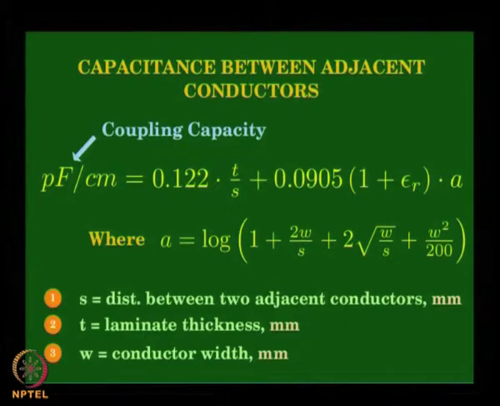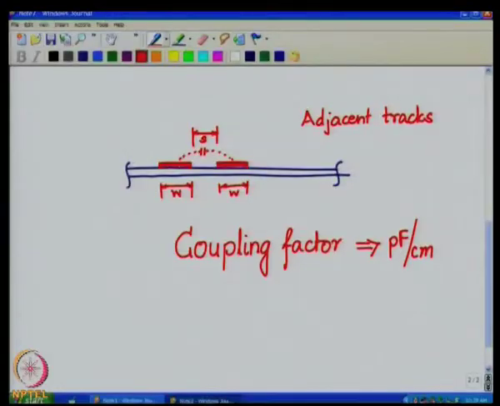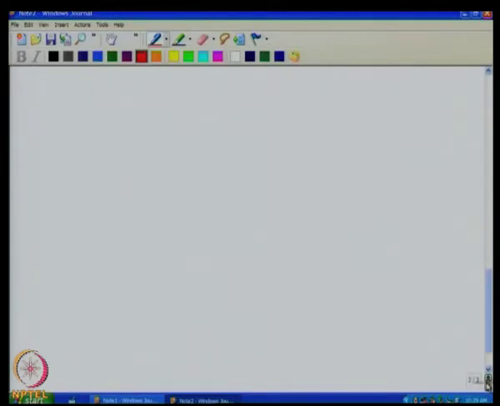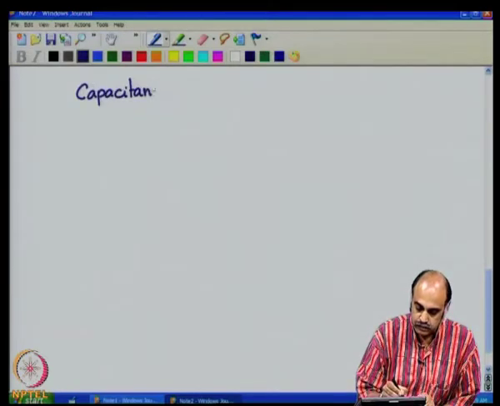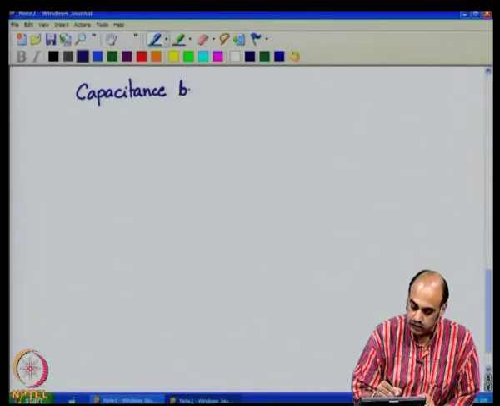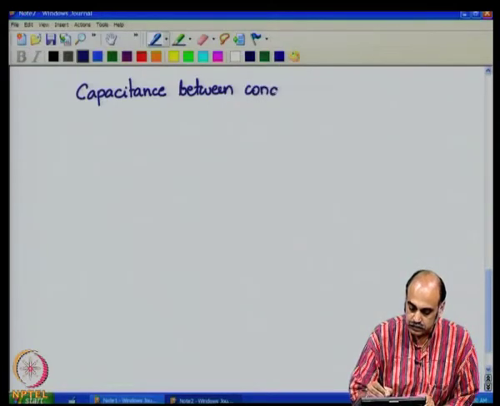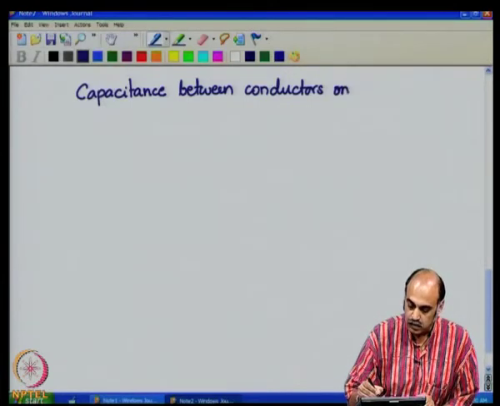So, what we shall do now is do some calculations to get an idea on the numbers. So, for this, let us go back to our whiteboard. First, let us do some calculation for capacitance between conductors on opposite sides.